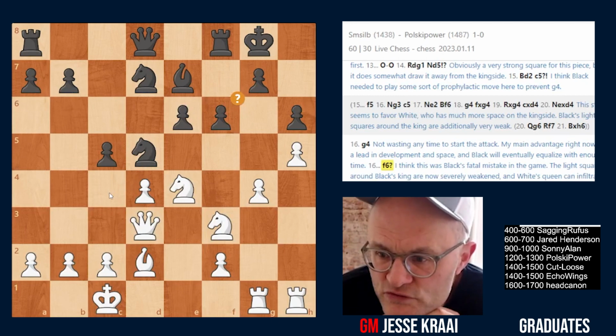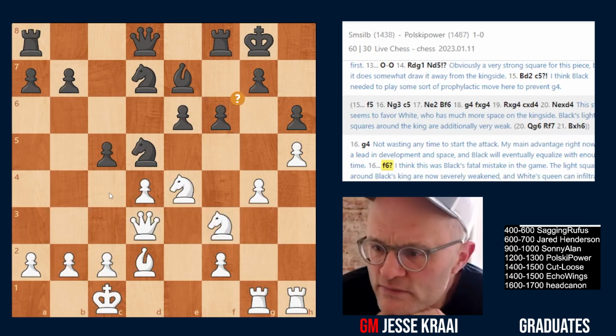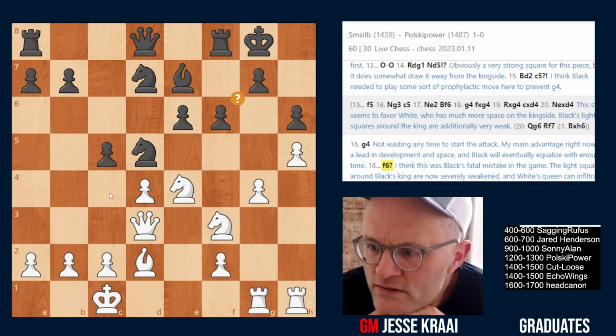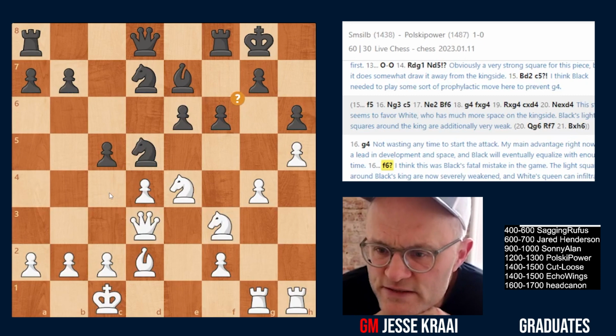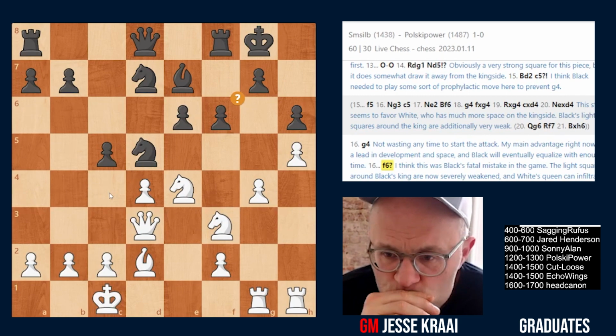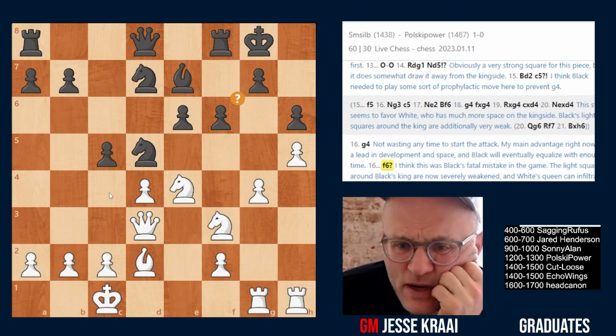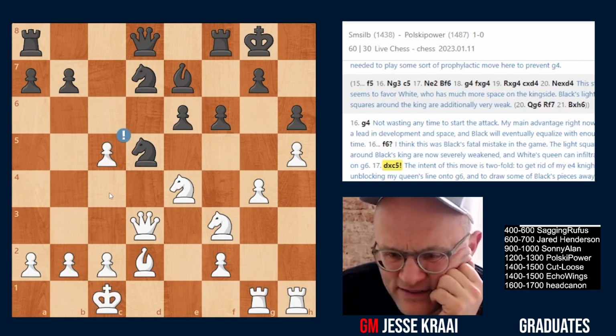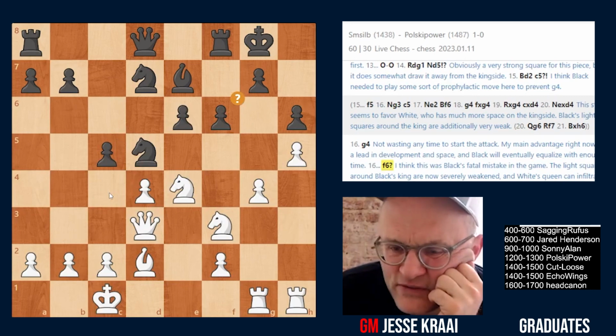He analyzes g5, a very violent move. Let's see what he says about dc5. "The intent of this move is to get rid of my e4 knight to unblock the queen's route to g6." By the way, f6, I'm starting to get some sympathy for it. You know, at least you make white pay for g5 if he's going to do it. Okay. I think I'm okay with dc5. I think so. I'm not 100%.